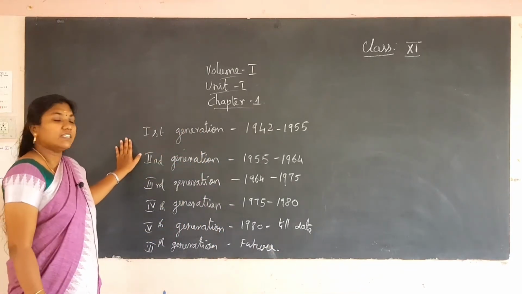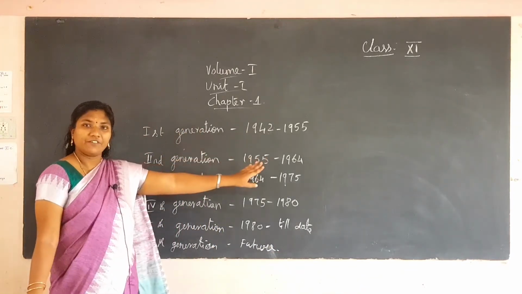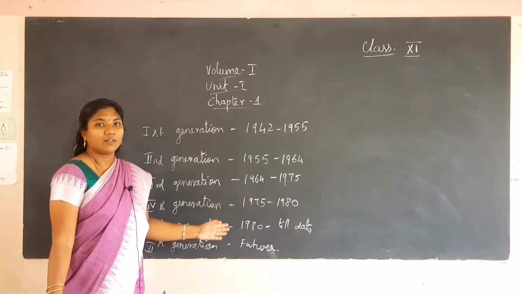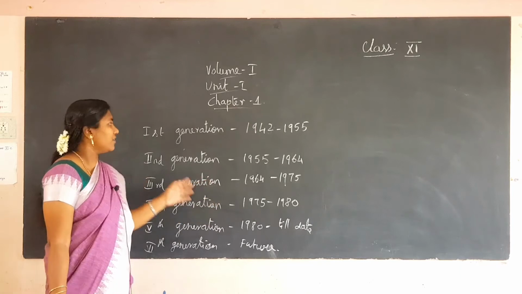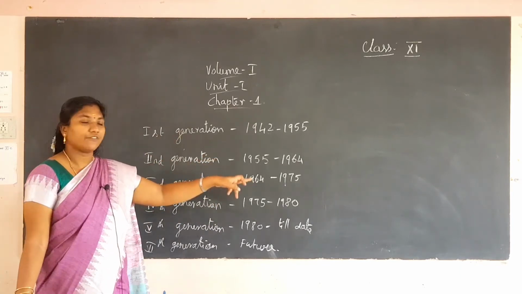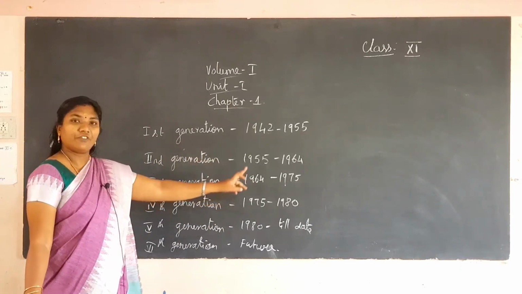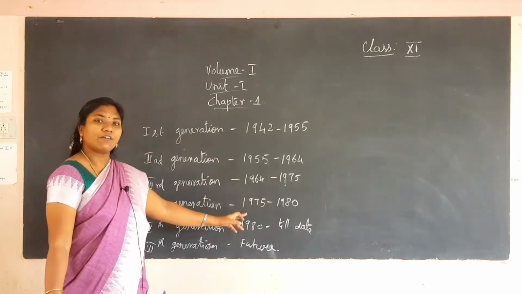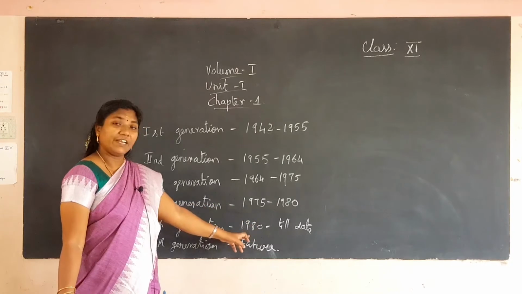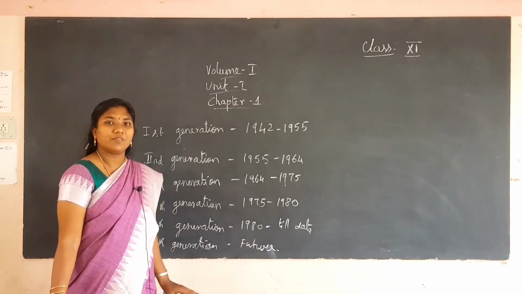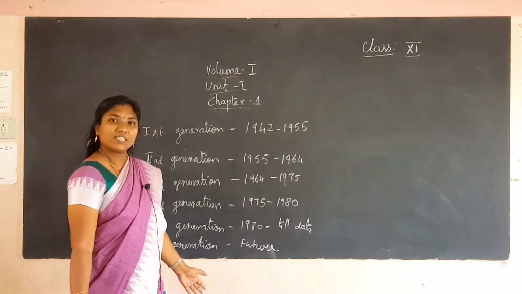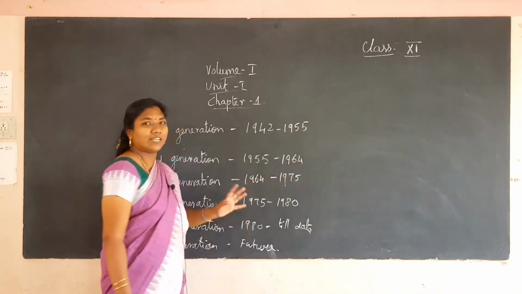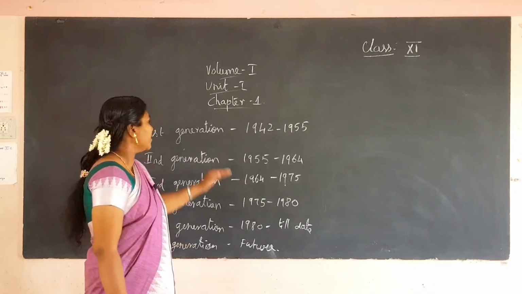So, first generation is from 1942 to 1955. You must write these years when you are writing in your exam. Okay. So, first generation 1942 to 1955, second generation 1955 to 64, third generation 64 to 75, fourth one 75 to 80, and 1980 till date is the 5th generation and the future will be the 6th generation. So, it will be very easy to memorize because 55, 64, that will be nearly a 10 years gap. Okay.